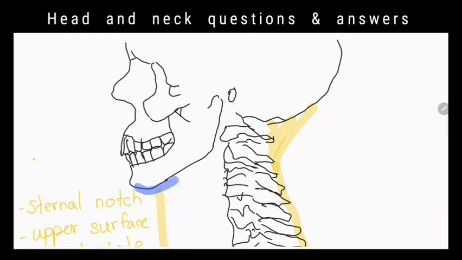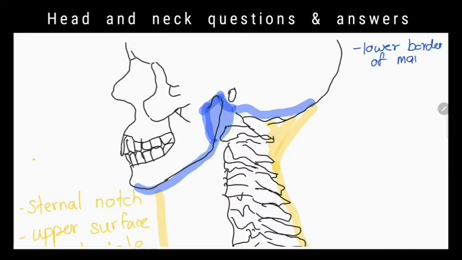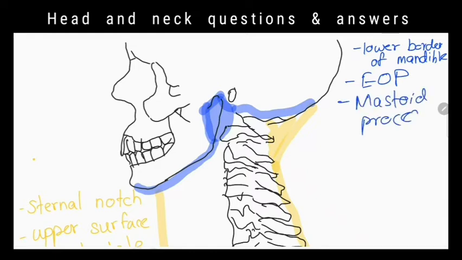What are the superior attachments of investing layer of deep fascia? It attaches to entire length of the lower border of the mandible, external protuberance in posterior midline, the mastoid process and superior nuchal lines on either side. In the interval between the mastoid process and angle of the mandible, it encloses parotid gland as parotid fascia.